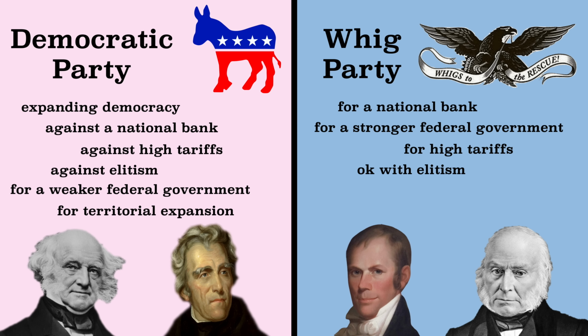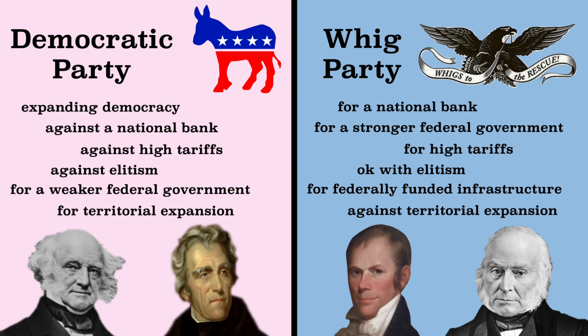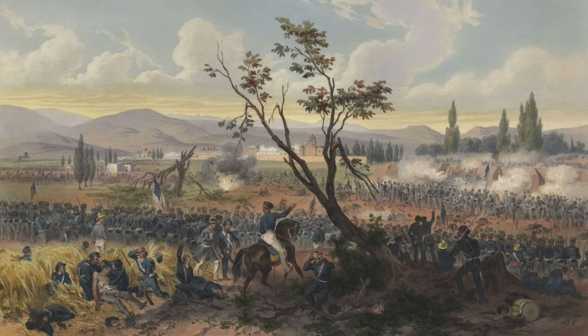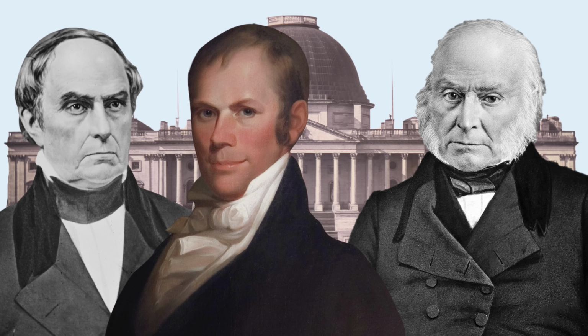Speaking of a stronger federal government, the Whigs tended to support large infrastructure projects that could only be financed by the federal government. Oh, and the Whigs were against the territorial expansion of the United States, especially during the Mexican-American War. Never as tight of a coalition as the Democratic Party was, anyway.